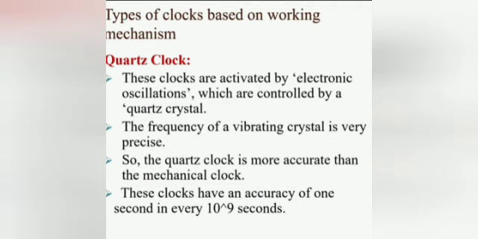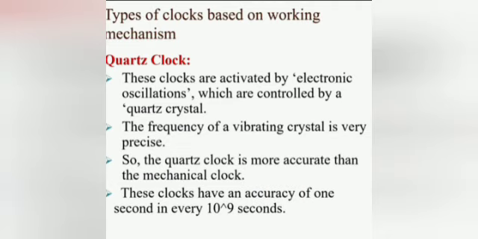A kind of circuit produces continuous and repeated waveform or electric signal. It will convert direct current to alternating current, and that is controlled by a crystal called quartz. That's why it is called a quartz clock. The frequency of the vibrating crystal is very precise. So, the quartz clock is more accurate than a mechanical clock.